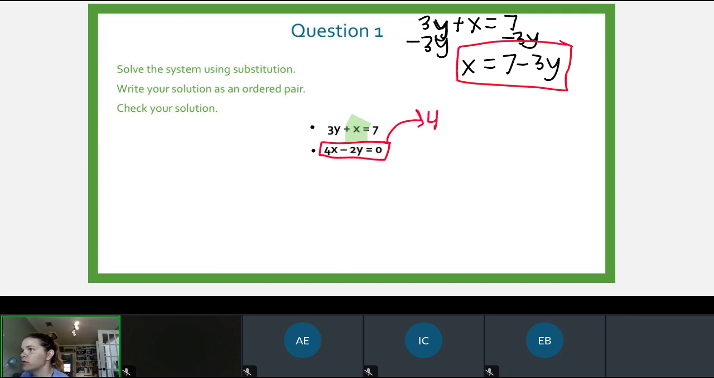I would have 4 times 7 minus 3y. We have to put it in parentheses. Minus 2y equals 0. I'm going to pause. Tell me if you have questions. Yes, Jonathan, that's exactly right.